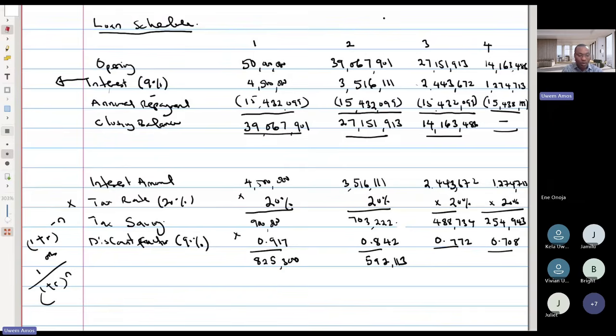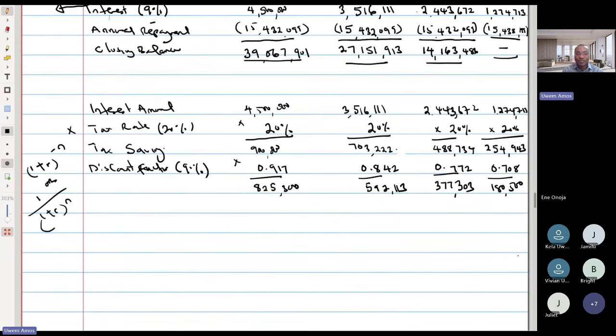488,734 multiplied by 0.772. The value is 377,303. Then finally, 254,943 multiplied by 0.708. Value is 180,500. All right, so let's add it up and know what our total tax savings is.